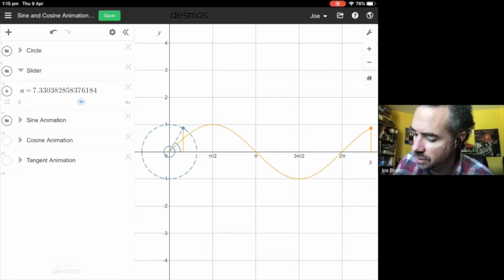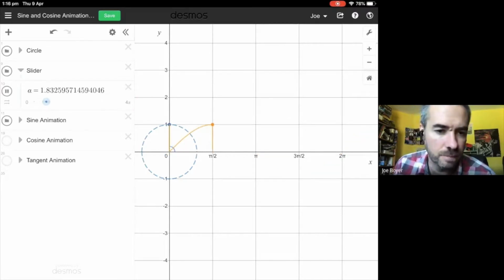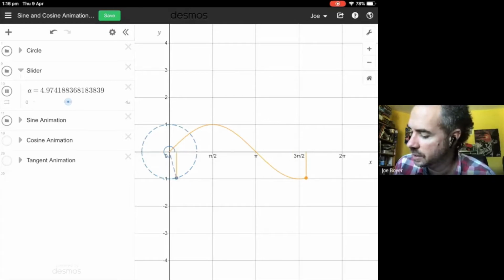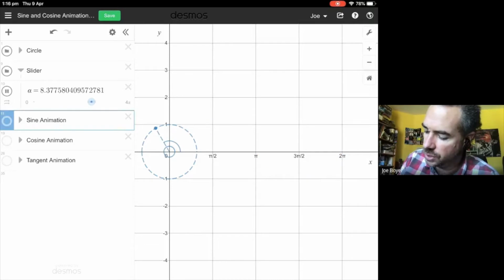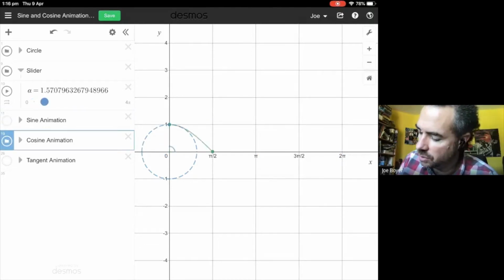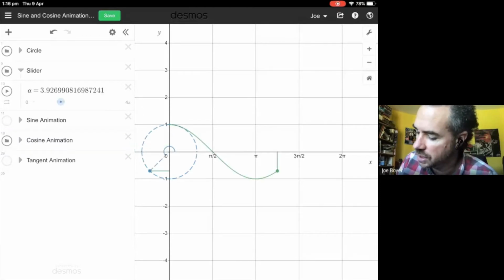As I said, this works a lot better when it's actually in the classroom, but we can see that mapping the height of that orange line as we go around the circle is a way of visualizing where that sine curve comes from. I'm going to do exactly the same with our cosine curve. If I turn on the cosine animation, we can see that we get something similar, except instead of tracking the height above the line, we've got a 90-degree rotation where our green line is the distance from the y-axis. So it's a horizontal distance.